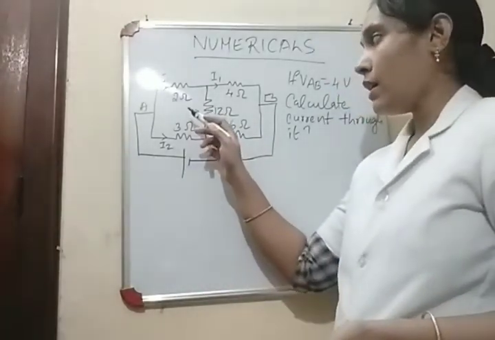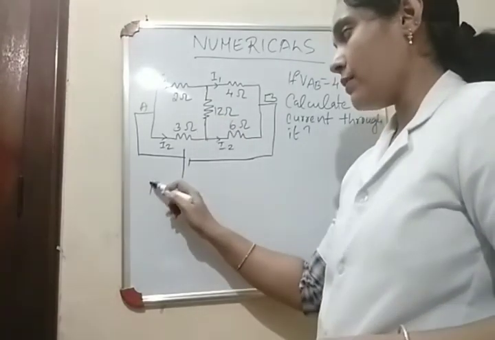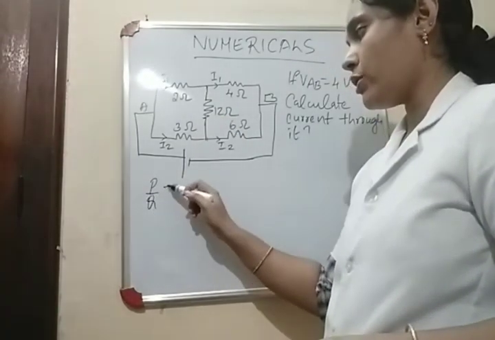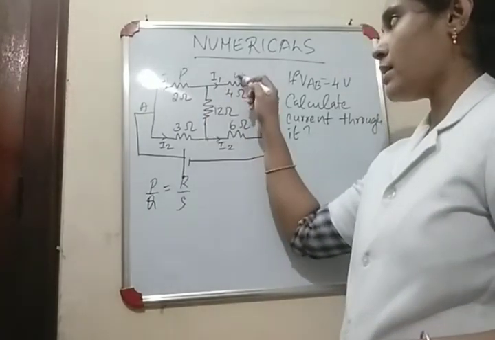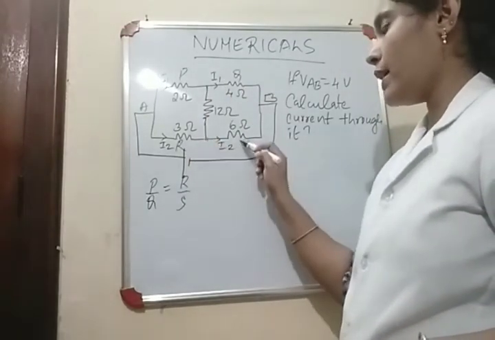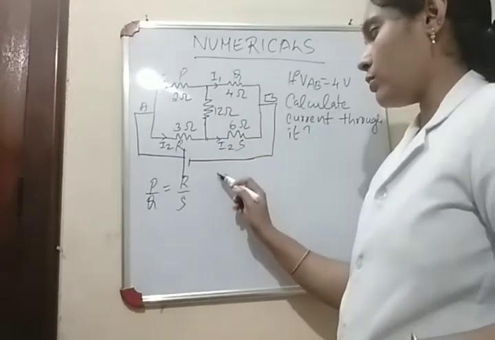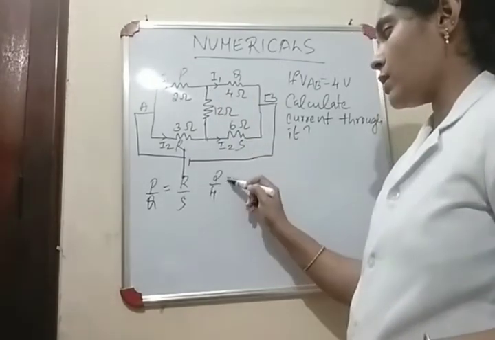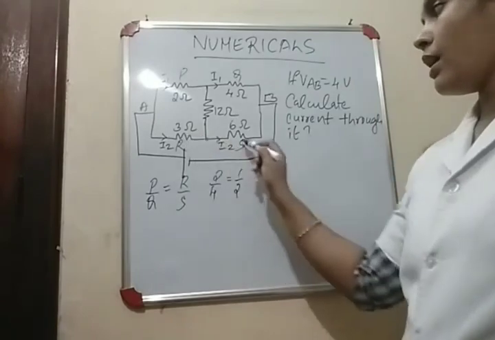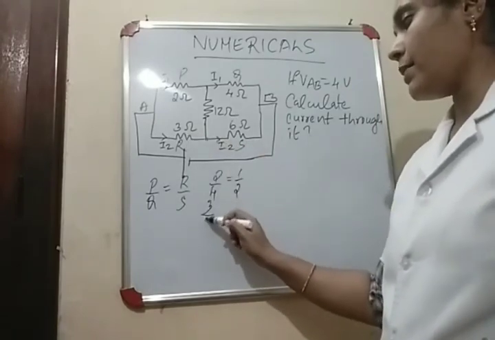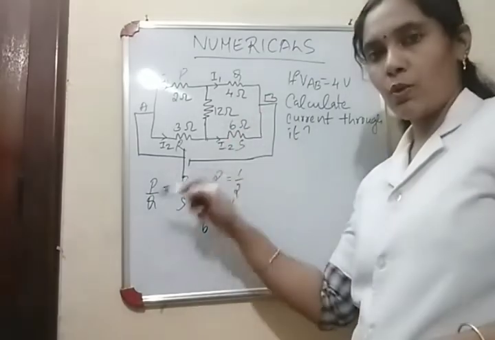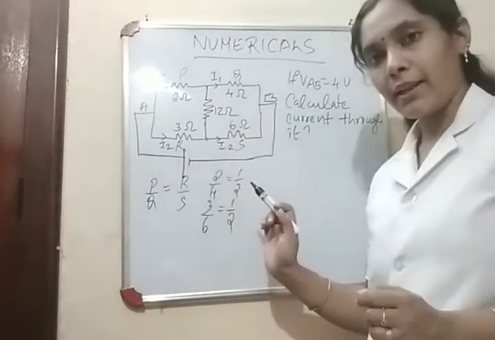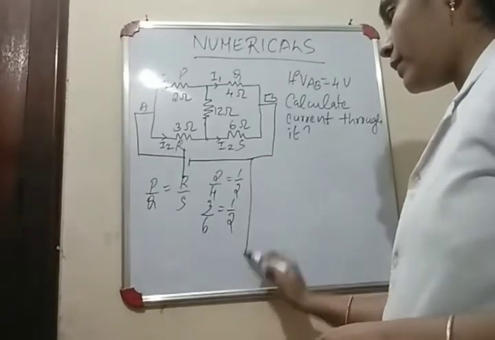So here, how will you check the bridge is balanced? We need to check whether the P by Q ratio is equal to R by S. So this is our P, this is our Q, R, S. P by Q, 2 by 4, is equal to 1 by 2. R by S is 3 by 6, that is equal to 1 by 2. Yes, P by Q is equal to R by S, so the bridge is balanced, and we can do our further calculations.